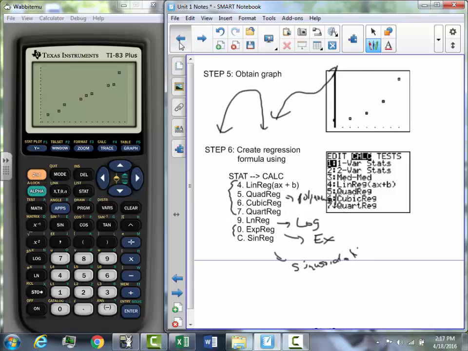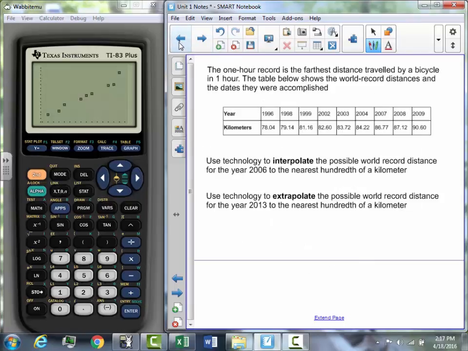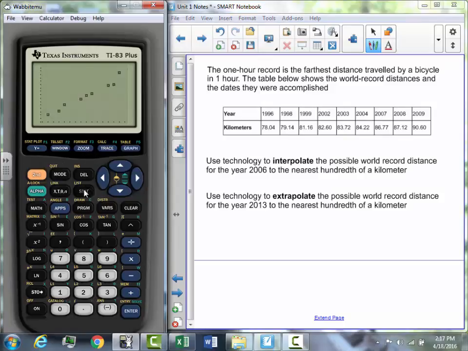So unless it says otherwise, you have to use your best judgment. It might actually tell you what sort of regression to use. The question might say use linear regression, just so it's clear. But if not, use your best judgment. I think it's linear-ish. So go stat, calculate, and go down to linear regression and press enter.